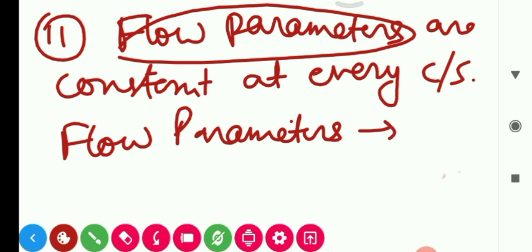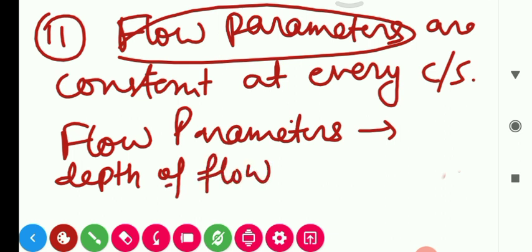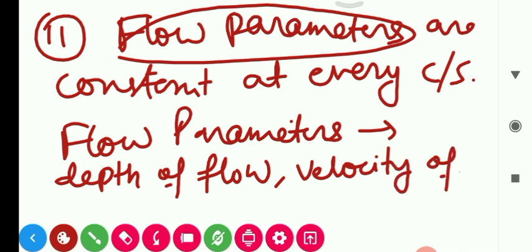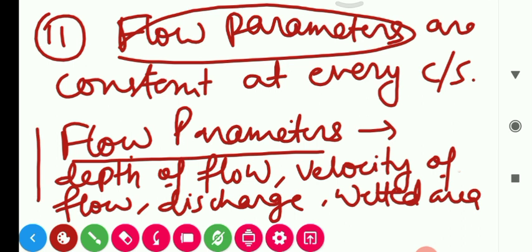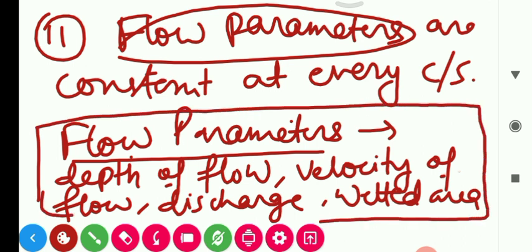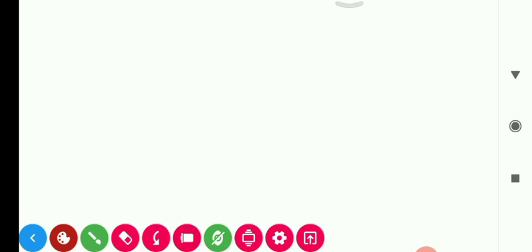So what are basically flow parameters? Flow parameters are depth of flow, velocity of flow, discharge, wetted area, etc. These are called flow parameters. So the flow parameters in a uniform flow of a channel remain constant at every cross section of the slope. Okay. So what is a uniform flow equation?